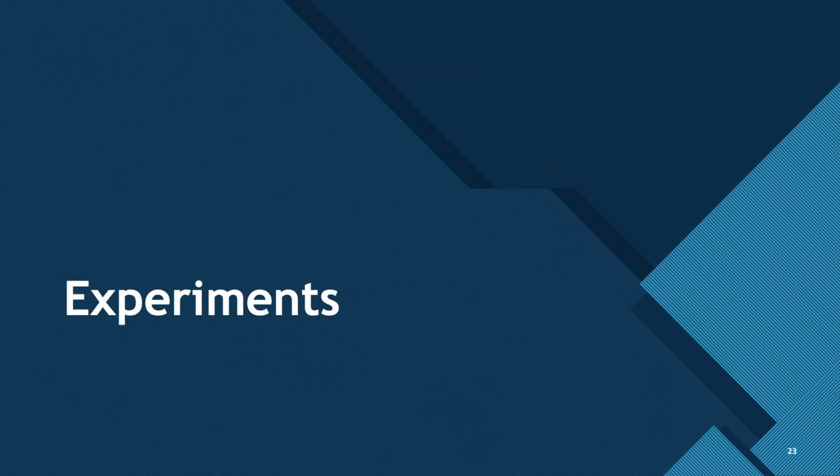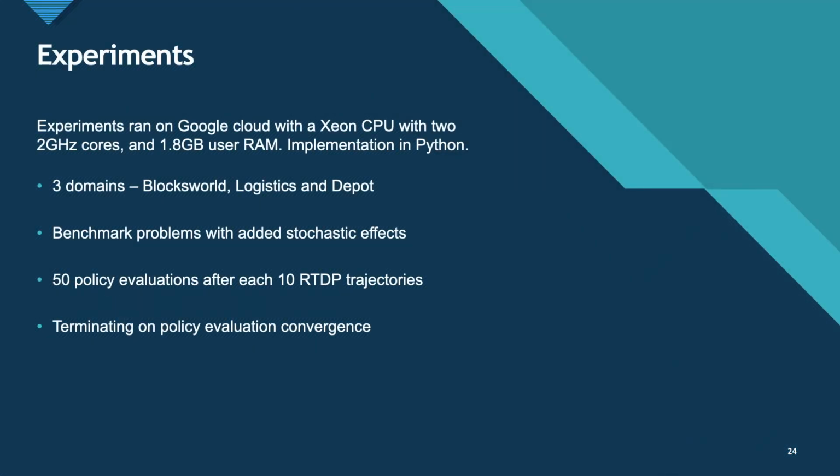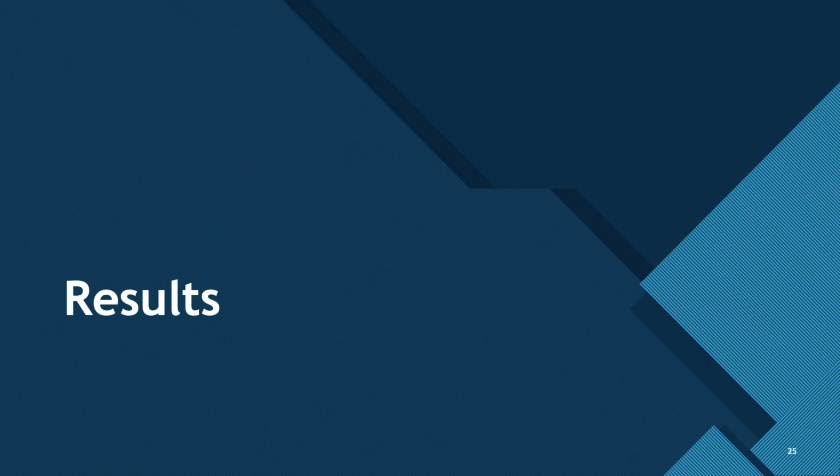Now to the experiments. The algorithms were implemented in Python. We ran experiments on 3 benchmark privacy-preserving domains, modified to have stochastic effects. Every 10 RTDP trajectories, we ran an evaluation of the current policy using 50 simulations of agents acting in the space. The algorithm was terminated when evaluation cost converged. Let's move on to the results.